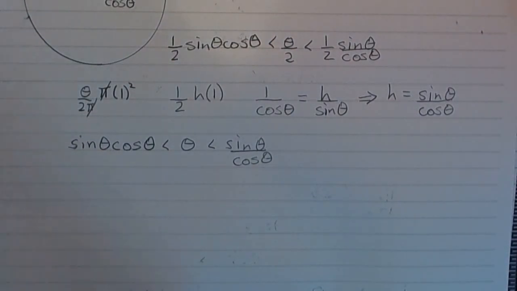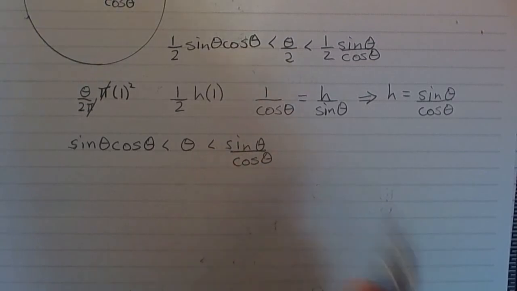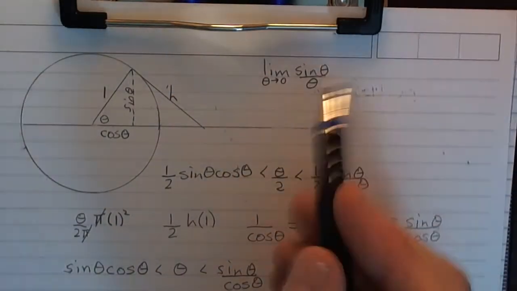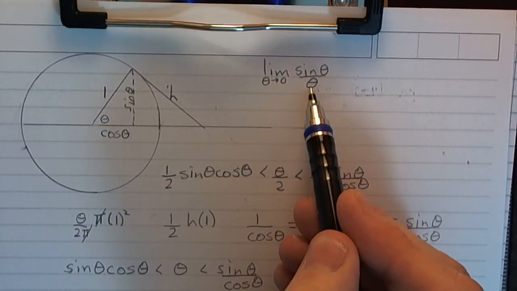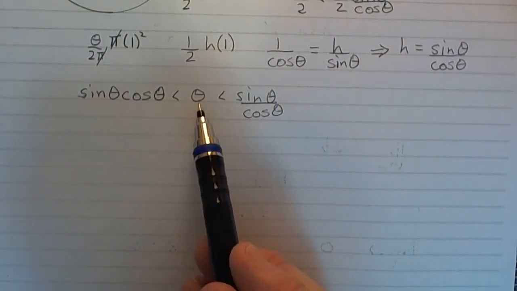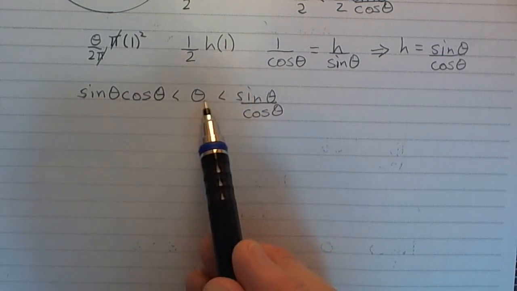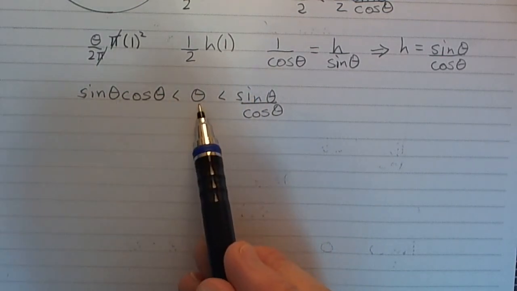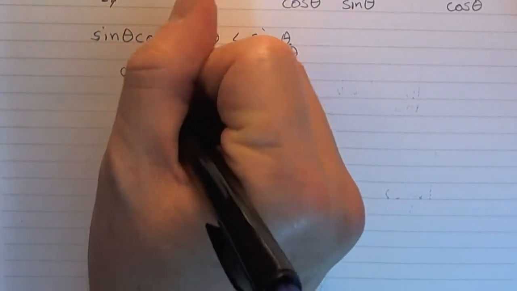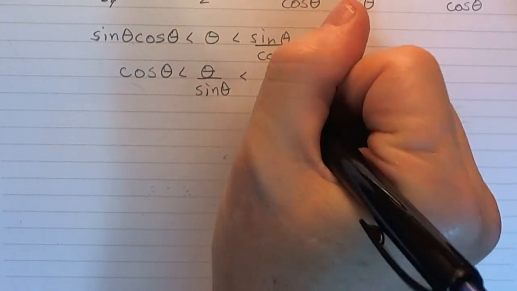Now I want to do one more thing. See, what I'm trying to do is get something like sine theta over theta. And I notice here in the middle I've got theta. What if I divide by sine? I'll have theta over sine theta, which is almost what I want. So let me go ahead and divide. I'll get cosine theta less than theta over sine less than 1 over cosine.